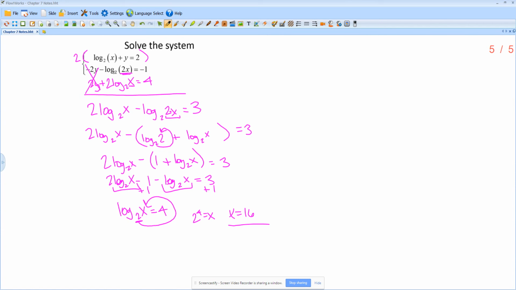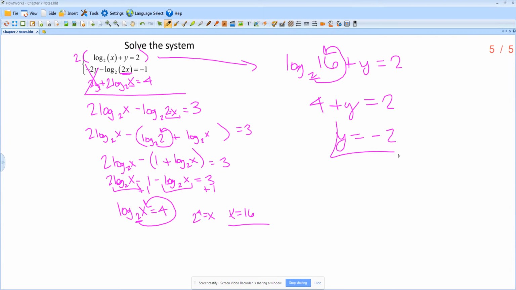Y is easy to solve for, though. Looking at this top equation, log base 2 of 16 plus y equals 2. Log base 2 of 16 means 2 to what power gives me 16, which is 4, plus y equals 2, so y equals negative 2. Our coordinate then is 16 comma negative 2.